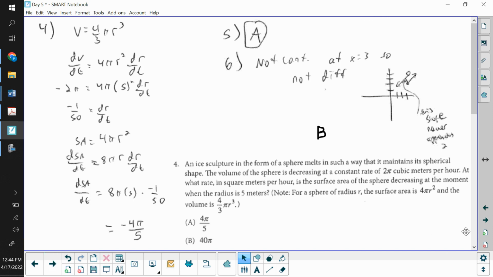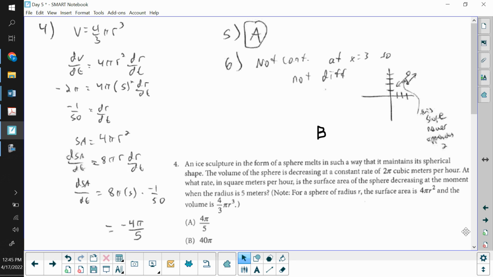4 was a related rates problem. So we want to start out with the volume of a sphere and take the derivative with respect to time. Now your dV/dt had to be put in as negative 2 pi because they said it was decreasing. Fill in the 5 for the r and get dr/dt by itself to get negative 1/50th.